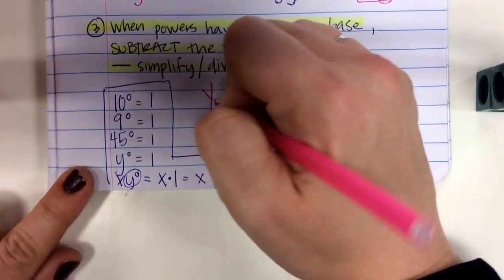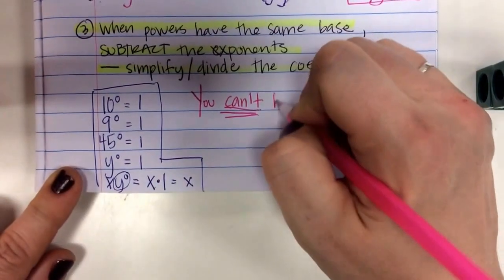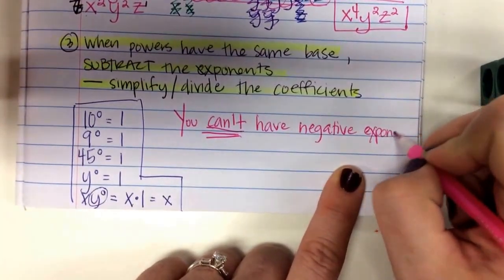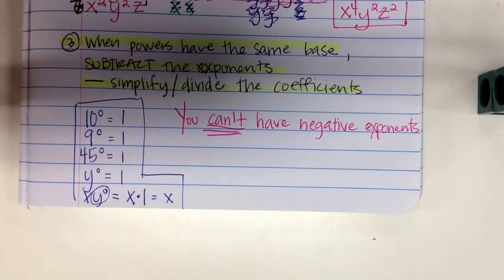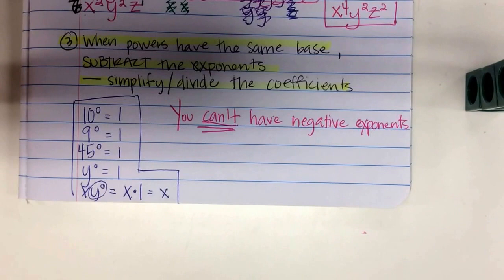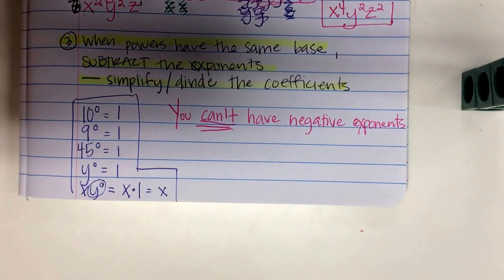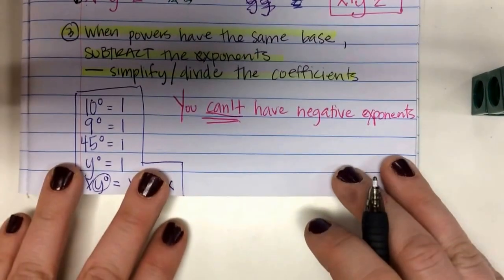Next. You cannot have negative exponents. It's a rule. The law. There it is. So Miles says, why? How come? What's going on? Yes, you can.